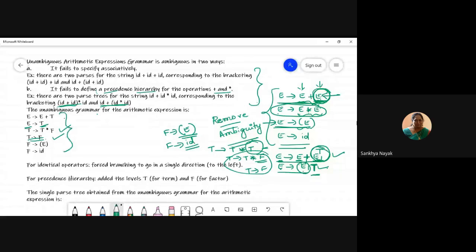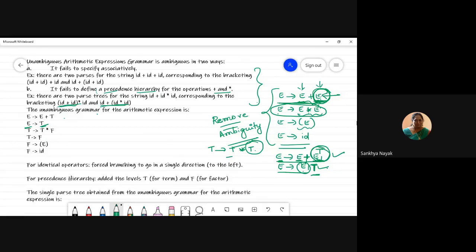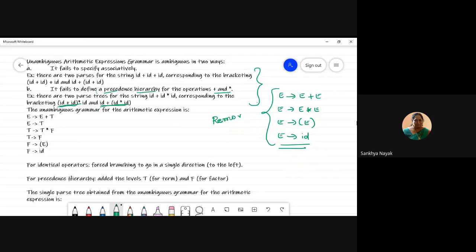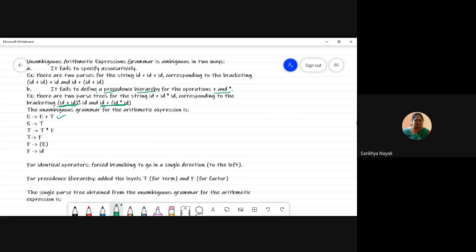So by doing this, the ambiguity will be removed from the arithmetic expression grammar, because if you have identical operators, identical means those that have the same precedence, then branching will be forced to go in a single direction, that is towards left. And if you have precedences, then we have added different levels here, right? As term and then as a factor, so that it also takes care of the precedence hierarchy.